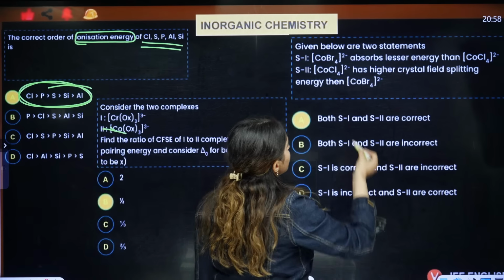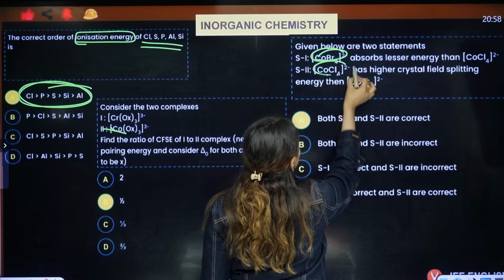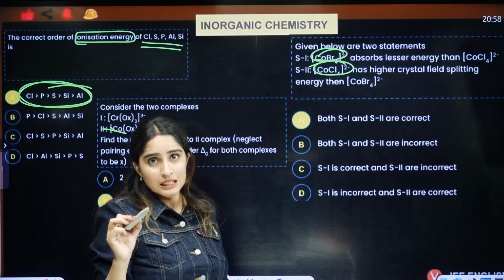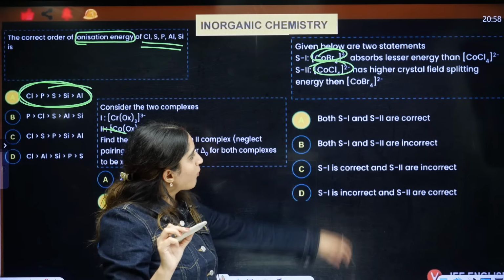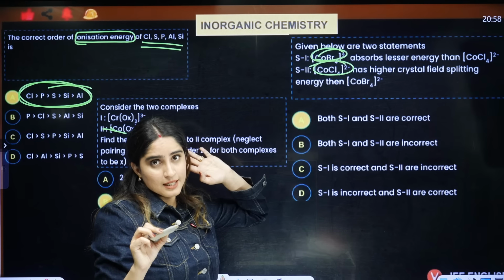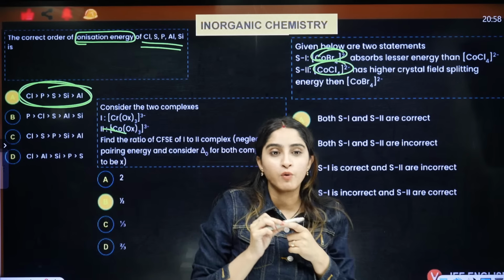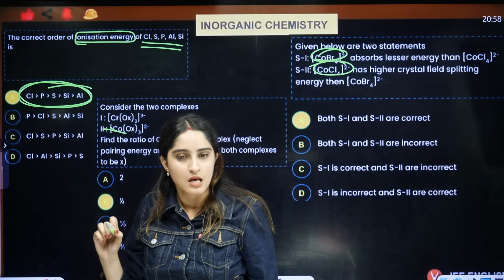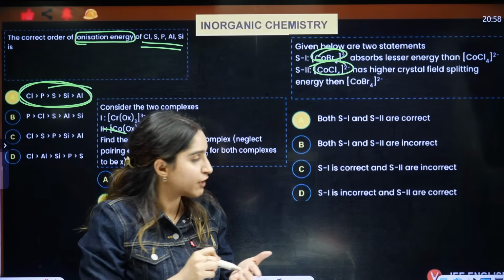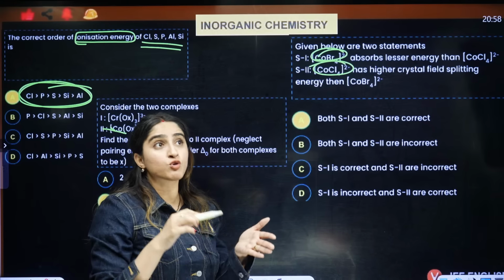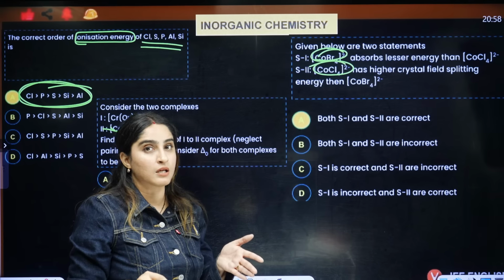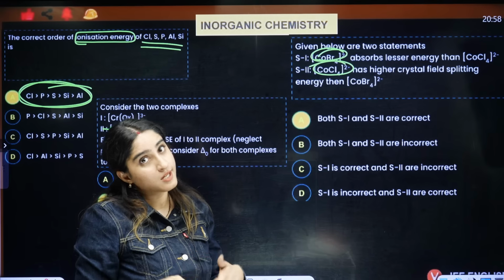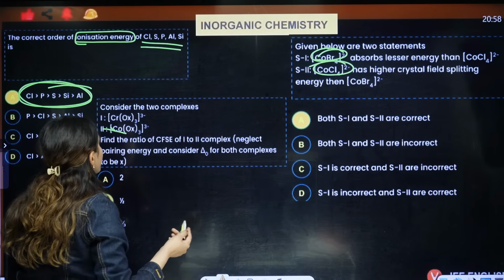Then this question is actually based on the VBT theory, which is also a very important topic. Sorry, CFT theory. And from CFT, you know what they are asking you? From CFT, you should know the spectrochemical series. Write it down. You should know how to calculate CFSE. Very important: how to calculate CFSE, and the spectrochemical series, is where they are asking you questions from.